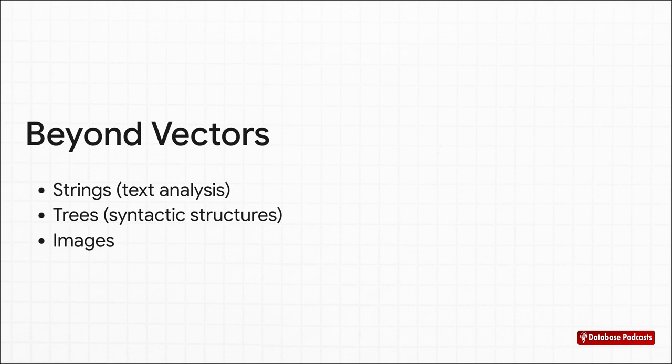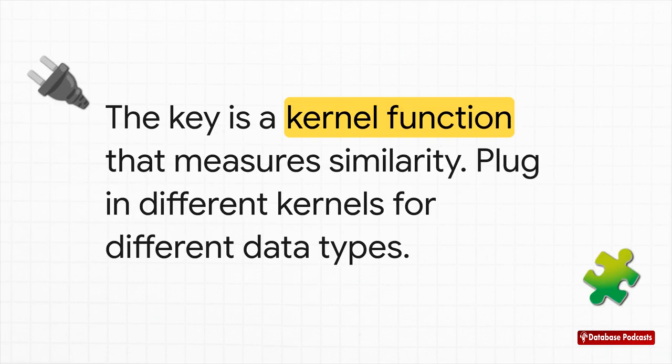By designing the right kind of kernel function, you can apply this entire framework to all sorts of incredibly diverse data. We're talking strings for text analysis, trees for looking at sentence structures, and yep, even entire images. And that's really the secret sauce here. The versatility is just incredible. As long as you can define a valid kernel function, which is really just a meaningful way to measure the similarity between 2 things, you can use an SVM.